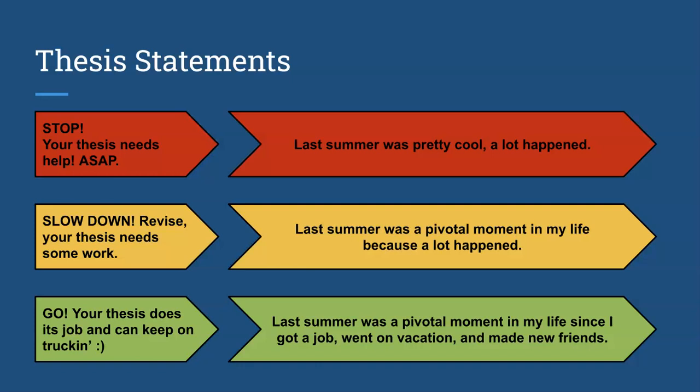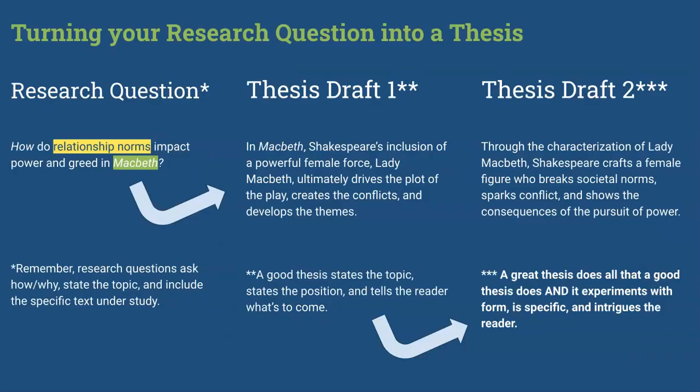If you move down into this yellow column, you'll see, like, last summer was a pivotal moment in my life because a lot happened. Well, one, we've classed up our language a little bit, and two, we've talked a little bit about something that occurred. This still needs work. You still need to fix it. And then this three-pronged thesis is down here in the green, where it does its job and you can just keep on moving with your paper because you are organized and your reader understands where this work is going to go. Last summer was a pivotal moment in my life since I got a job, went on vacation, and made new friends. Boom, beautiful, love it, move on.